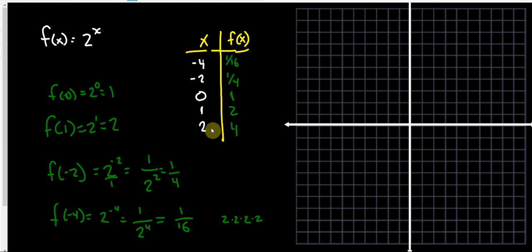Okay, let's try to graph these. Let's go with the easier ones first, like (2, 4). Let's see, so 2, and 1, 2, 3, 4.